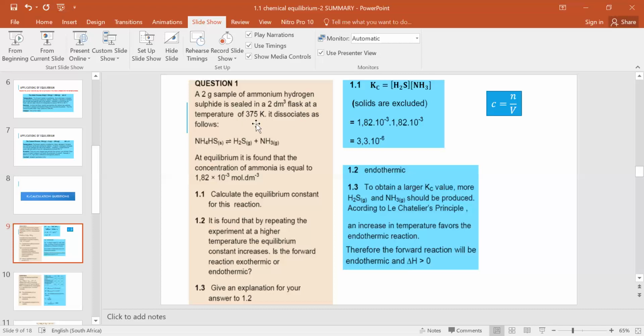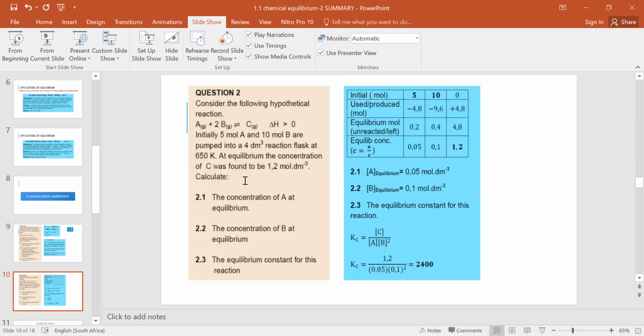It dissociates. Dissociates means broken down into simpler structures like H2S, hydrogen sulfide, and NH3, ammonia, okay? And at equilibrium, it's found that the concentration of ammonia is equal to 1.82 times 10 to the power of negative 3. So what is the question here is that you put 2 grams of this, and then after a while, you produce some of these 2, and then they reach equilibrium. When they reach equilibrium, the concentration of NH3 is 1.82 times 10 to the power of negative 3. So it's a very easy question. I'm going to show you why, okay?